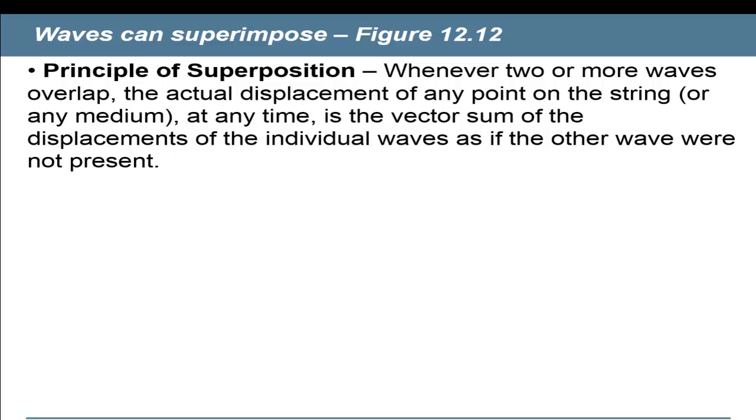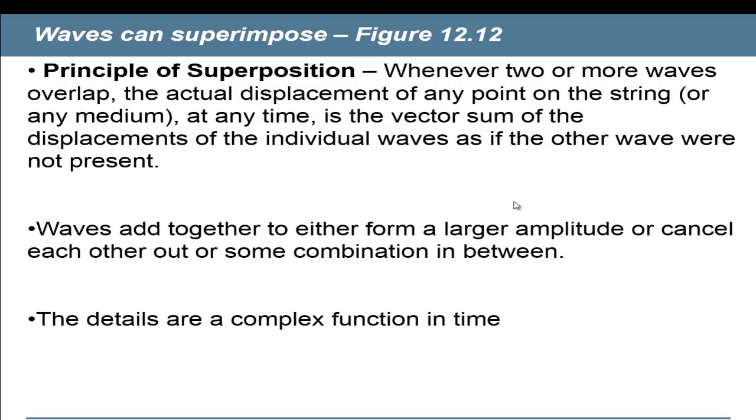So essentially what this means is that waves add together to either form a larger amplitude. If they were both positive, they would form a larger amplitude, or if they were both negative, they'd form a larger amplitude, or they'll cancel each other out. So if one is above the equilibrium position and one is below, they would have a canceling effect, because one would be positive, one would be negative, we'd add them together and it would get smaller, right? Or we can have some combination anywhere in between those.